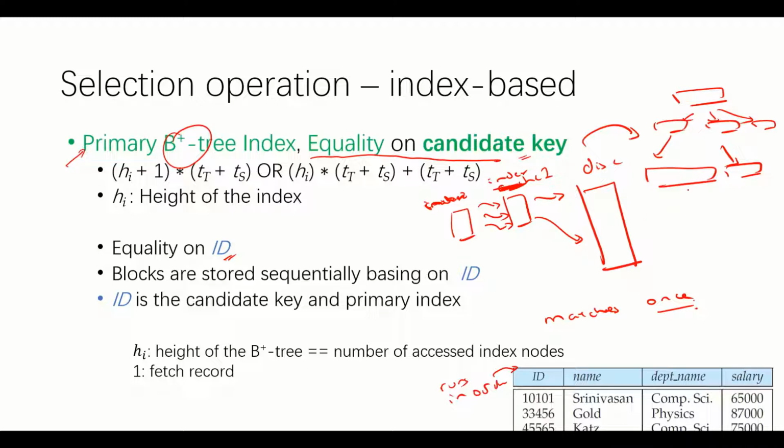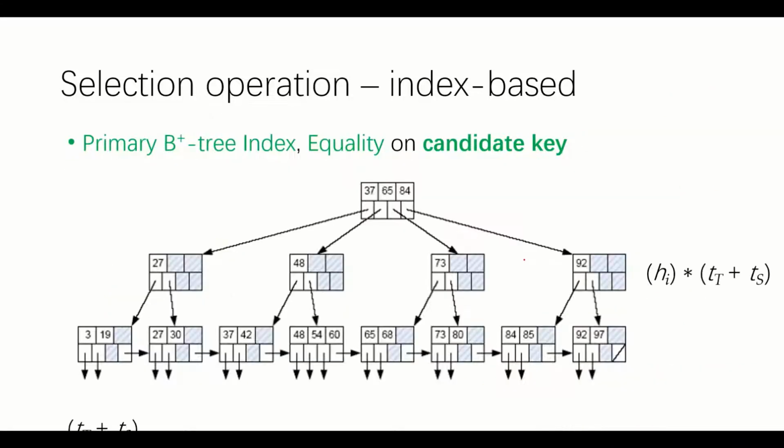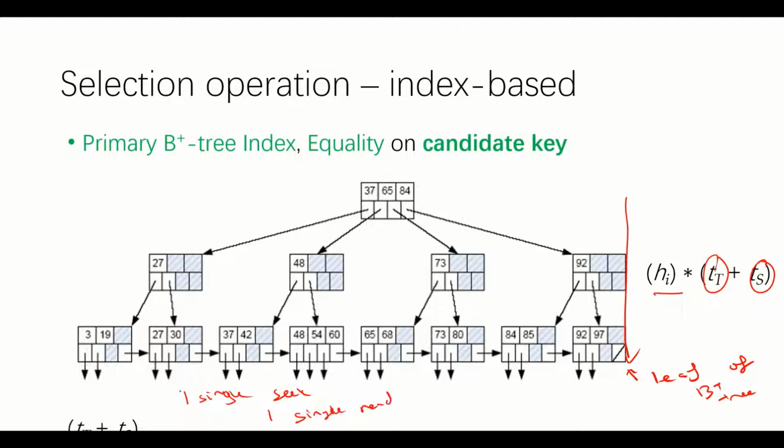So firstly, we want to find out what is the cost of accessing that of the tree. The cost of accessing the tree will be as what we see over here, which is the height of the tree multiplied by the time of the seek, and the time that it takes to read the block. So this will be the time it takes for us to get down to the leaf of the B+ tree. After we get to the leaf of the B+ tree, we then have to do one single seek and one single read.